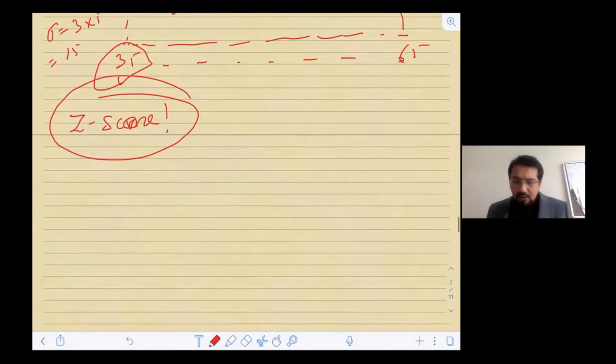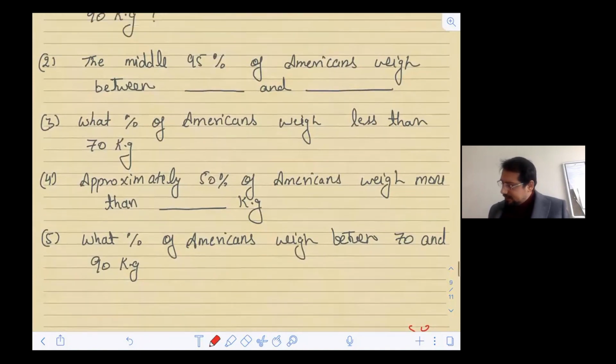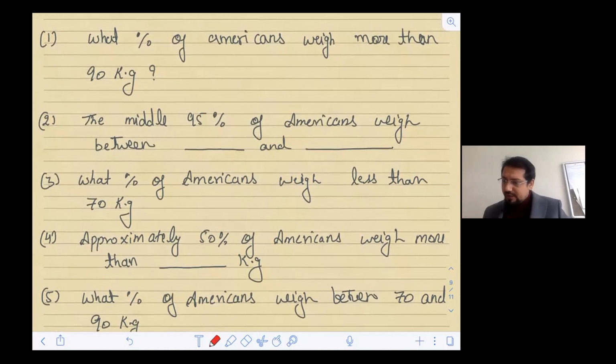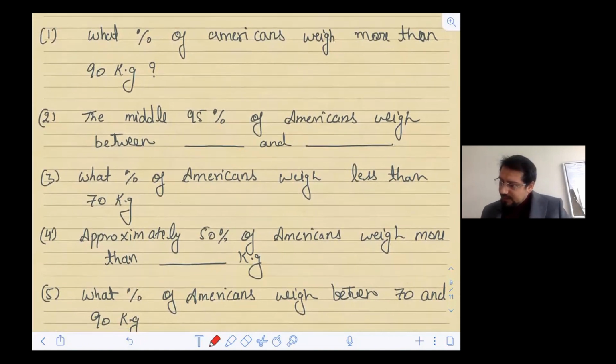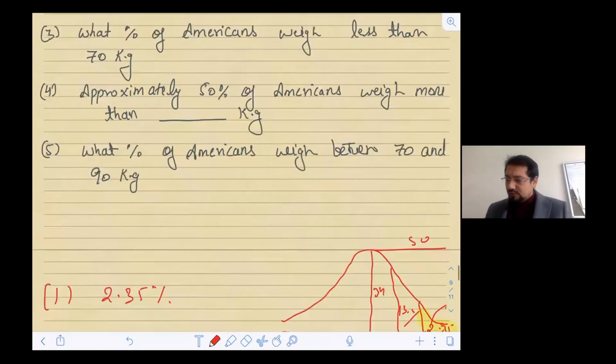Okay, now let's see what is question number 3. How much time is left, because this video should not be very long. Okay, what percentage of Americans weigh less than 70 kg? Now we were talking about 90 more in between, and now less than 70. I just want to know from my 100 item sample, the people sample, what percentage of Americans weigh less than 70 kg? Those who have less than 70 kg. Okay, I want to know.